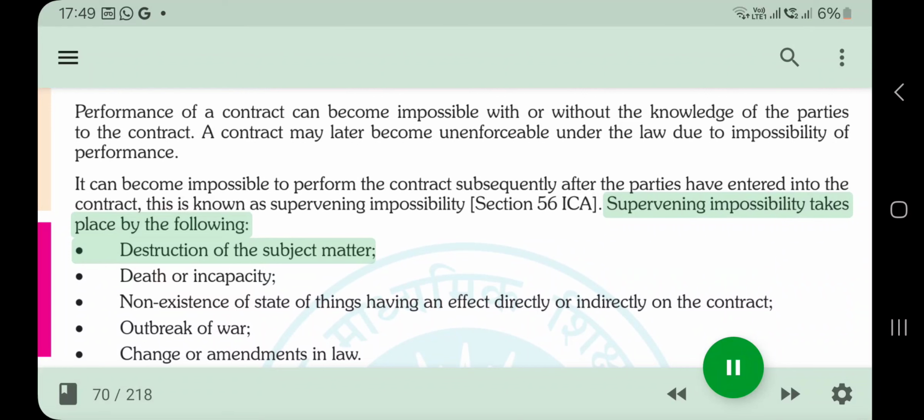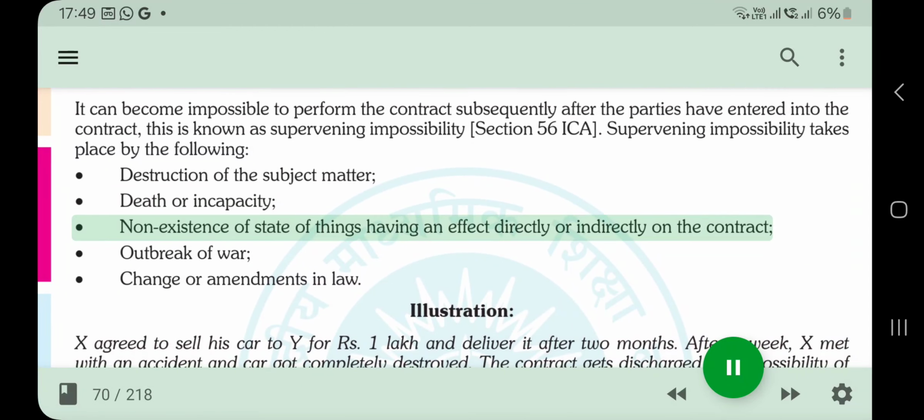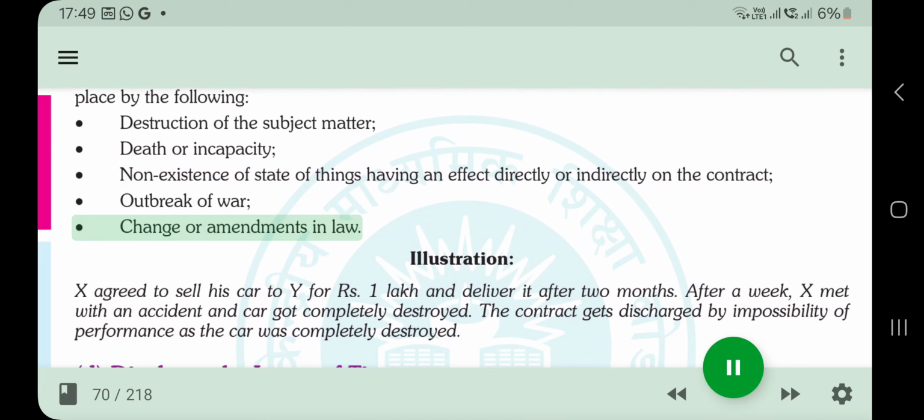Supervening impossibility takes place by the following: destruction of the subject matter, death or incapacity, non-existence of state of things having an effect directly or indirectly on the contract, outbreak of war, change or amendments in law.